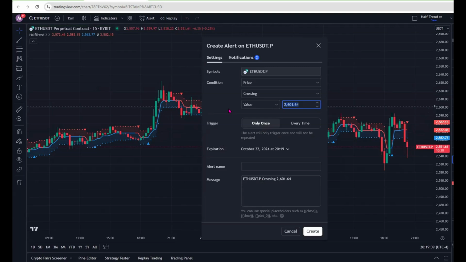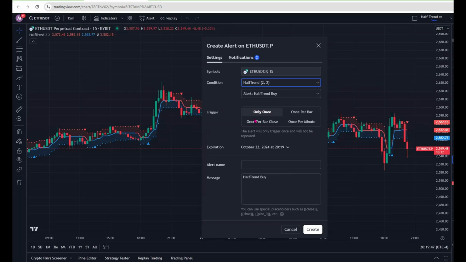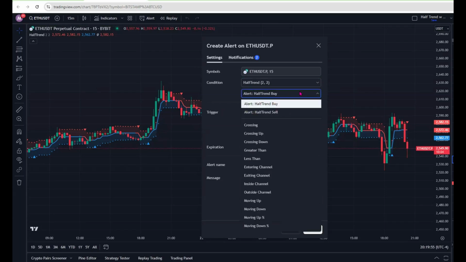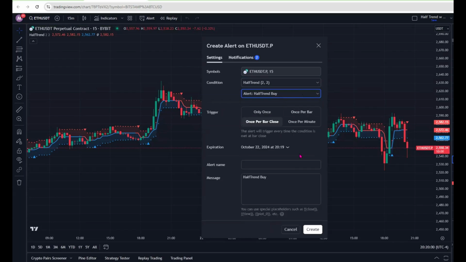I want to thank, once again, one of my friends that's using this and been playing with it. Basically, you can pull up the HalfTrend. What I like to do is alert once on the bar close. If I'm spot trading, I'm only going to set the alert for buy. You can also set it for sell. And you can name it 15-minute ETH buy, HalfTrend buy.